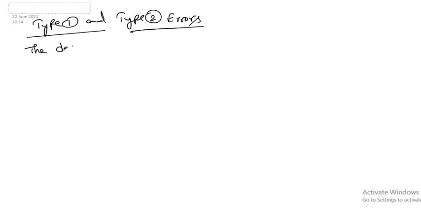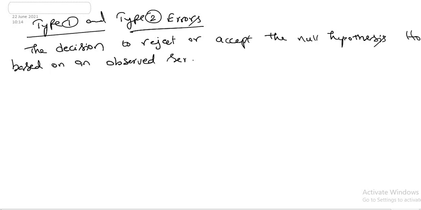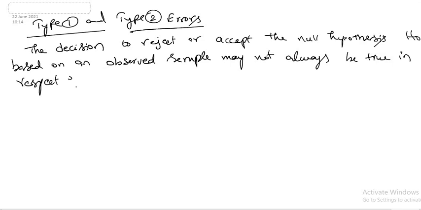The decision to reject or accept the null hypothesis H naught based on an observed sample may not always be true in respect of the population.